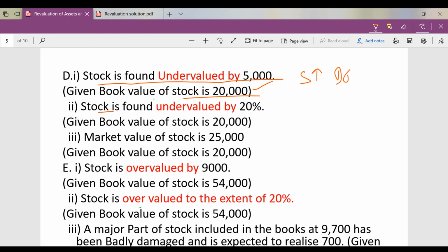Then stock is found undervalued by 20% and the book value is how much? 20. That means this 20,000 is actually less by 20% of the actual value.